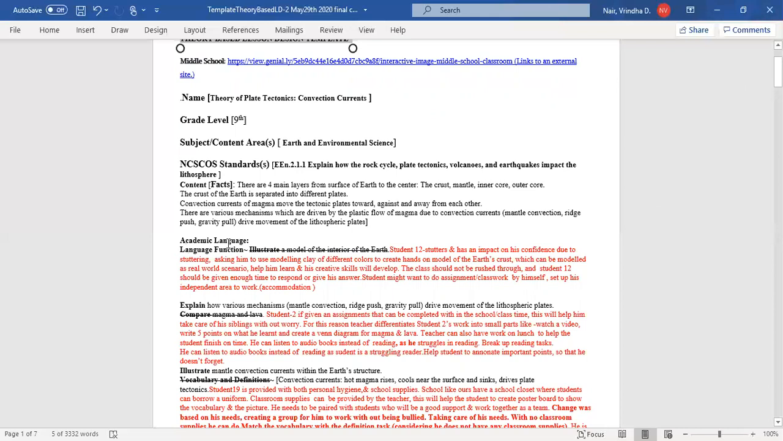Here, if you see academic language function, student number 12 stutters and it has an impact on his confidence. Asking him to use modeling clay of different colors to create a hands-on model of the Earth's crust, which can be modeled as a real scenario, helps him learn, and his creative skills will develop. We tried to incorporate this as much as possible, but I created a group, and my students did it using the group. Within the group, they took turns to create the various kinds of earth's crust using the modeling clay.